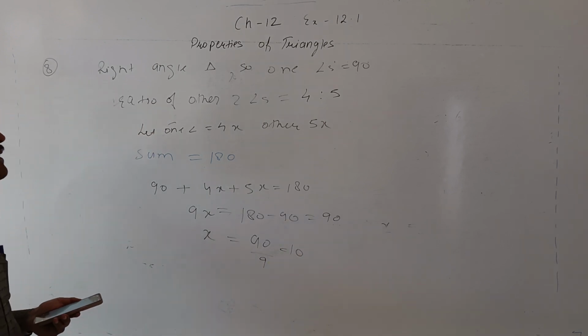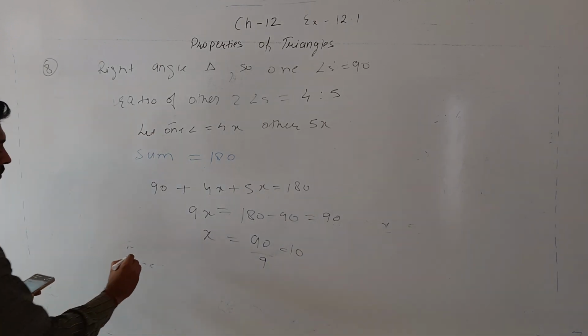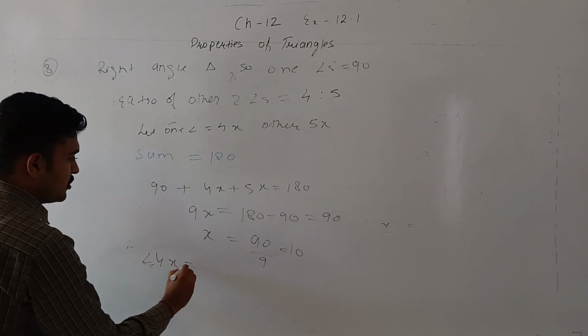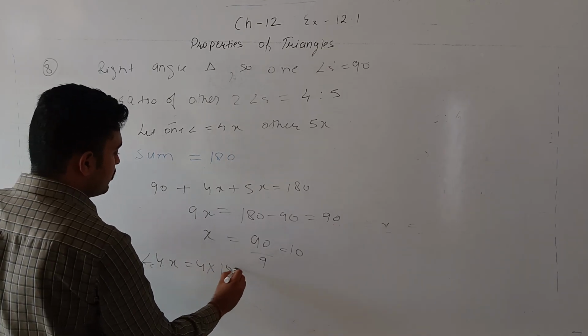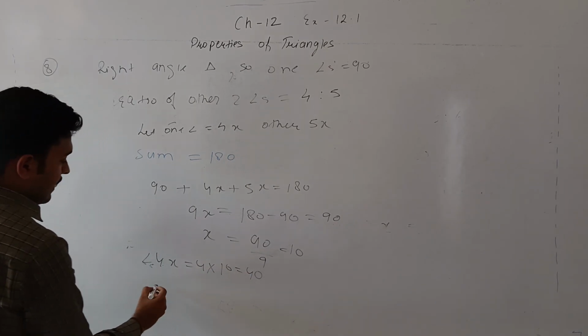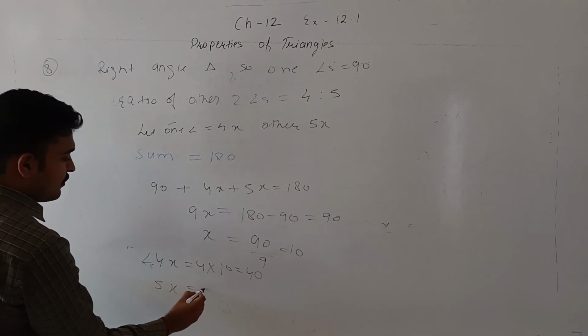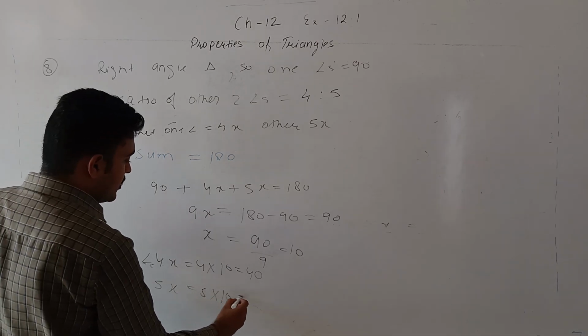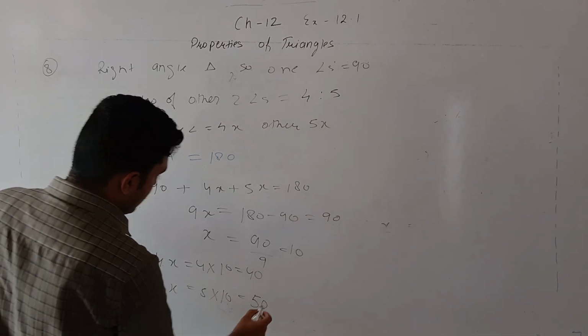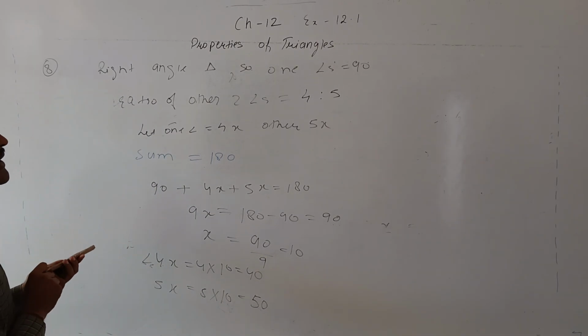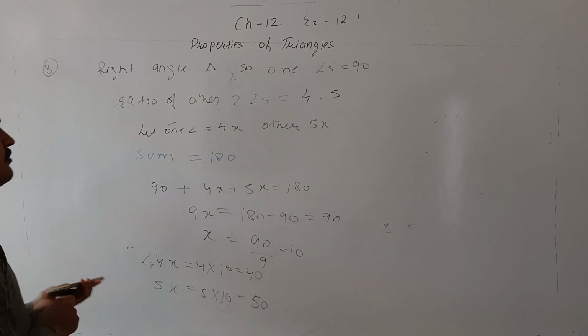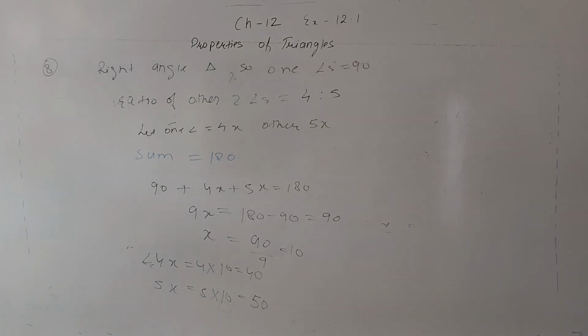So x is 10. Therefore our angle 4x is equal to 4 into 10, which is 40. And the other angle 5x is equal to 5 into 10, which is 50. So the angles are 90, 40 and 50. Now we will do the next question.